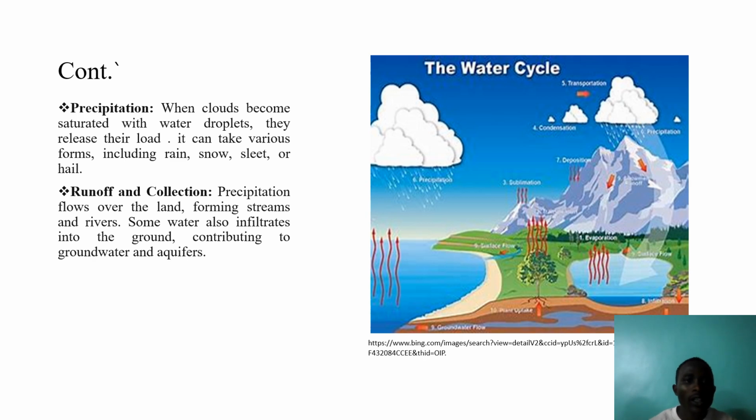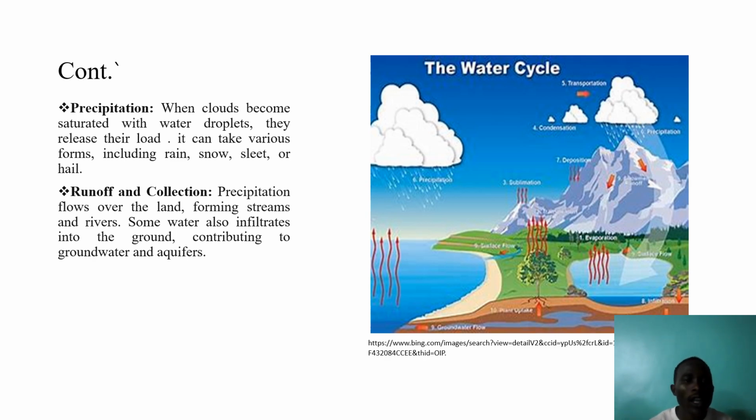Precipitation is one of the other factors in how clouds are involved in the water cycle. The third is precipitation. When clouds become saturated with water droplets, they release their loads, and it can take various forms, including rain, snow, sleet, or hail.